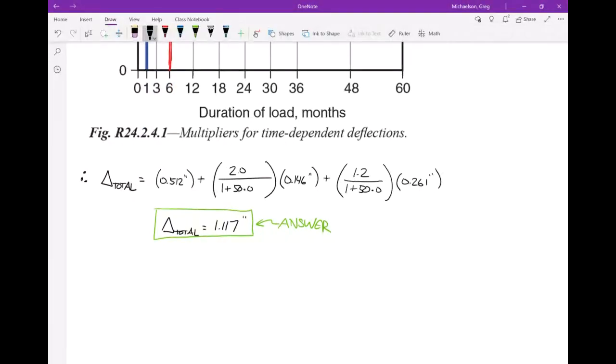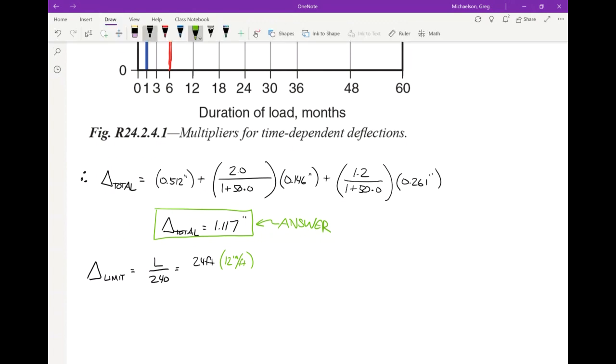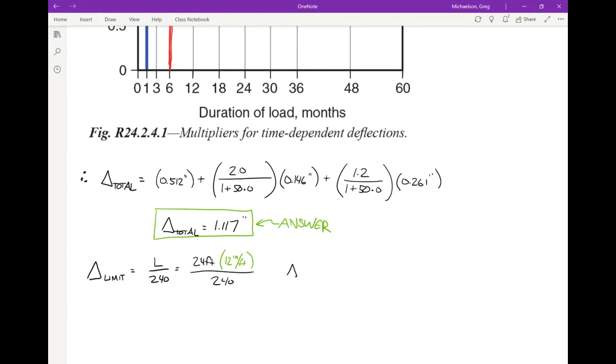So if you go back to sharing, let's go to share application. We'll say the deflection limit is L over 240. This beam was 24 foot long. Don't forget we need to throw a unit conversion in there to get that into inches. Then our deflection limit, 24 times 12 divided by 240, ends up being 1.2 inches. So therefore, ACI requirements are met.